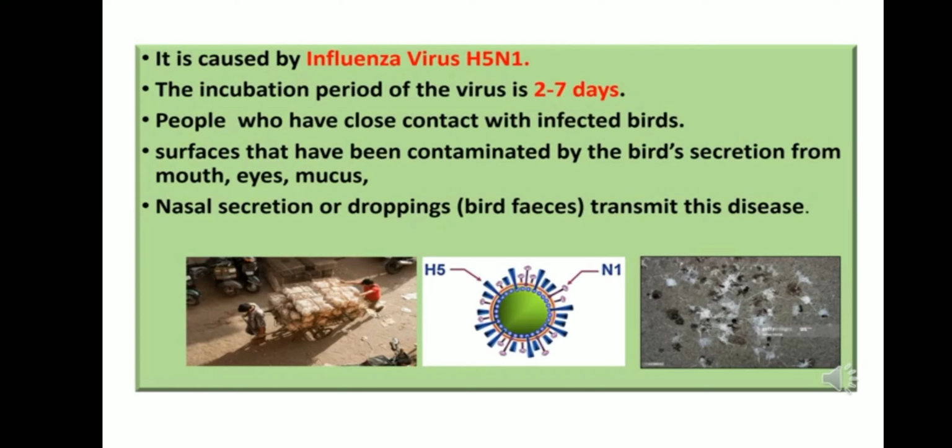Once this virus has got entry into the body, it goes inside the body and develops. It multiplies and grows and affects the cells. Only then will symptoms be shown outside. For that it takes how many days? 2 to 7 days. People who have close contact with infected birds will get this kind of disease.